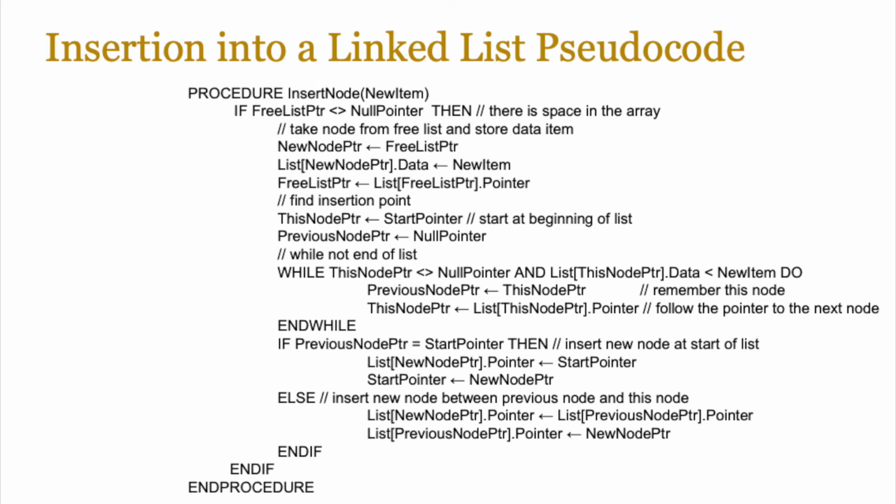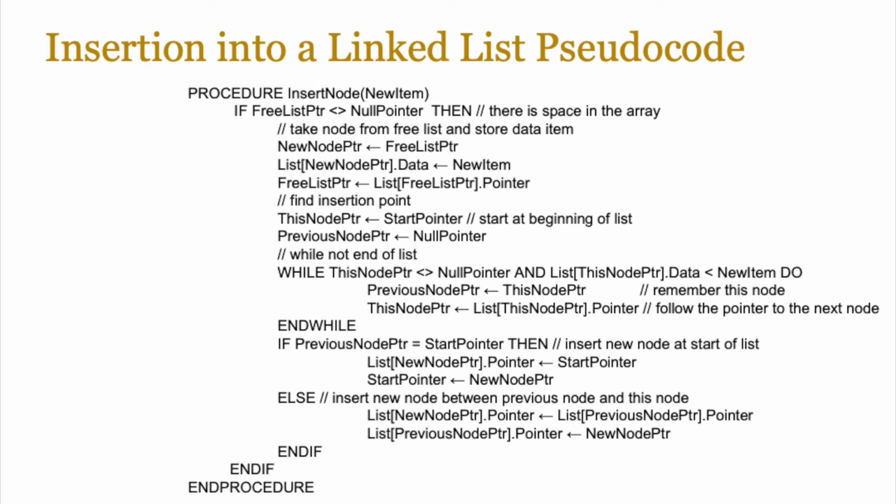We then do a check. We check if this node pointer is not the null pointer, because if this node pointer is the null pointer, that means you're at the end of the list and you don't really need to check. And we also need to check if in the list at this node pointer, the data item is less than the new item, or greater than if you're going in the opposite direction for sorting. That allows you to then check, well, we're not at the first position.